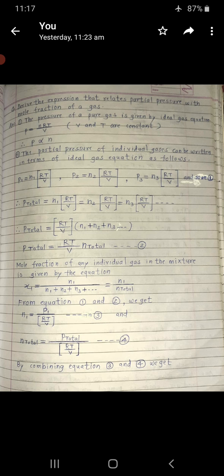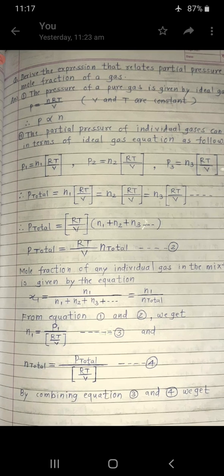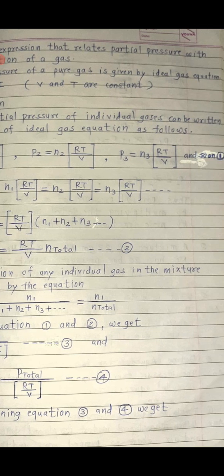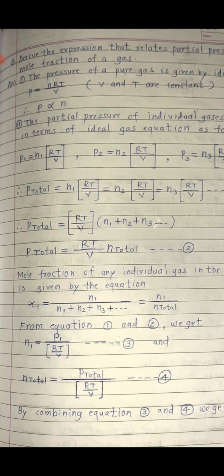Here the pressure of a pure gas is given by the ideal gas equation. What is the ideal gas equation? PV is equal to nRT. By using this equation, the pressure of a pure gas is P is equal to nRT upon V. Here volume and temperature are constant. Therefore, pressure is directly proportional to n.